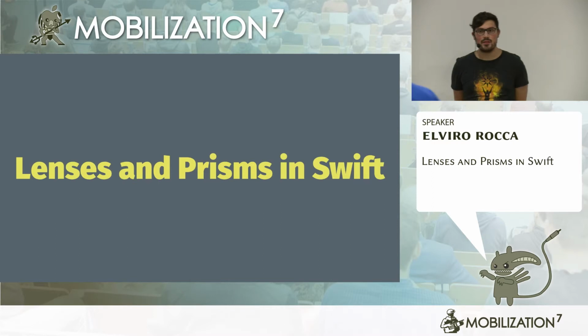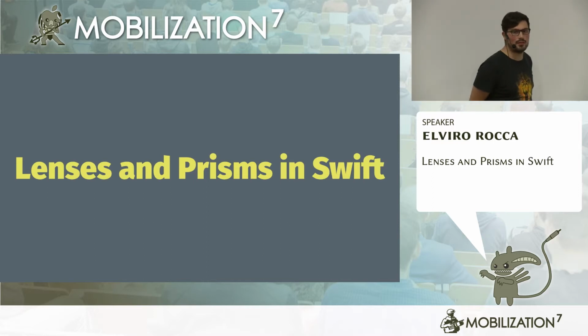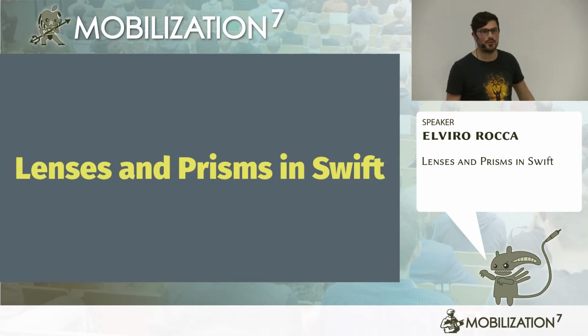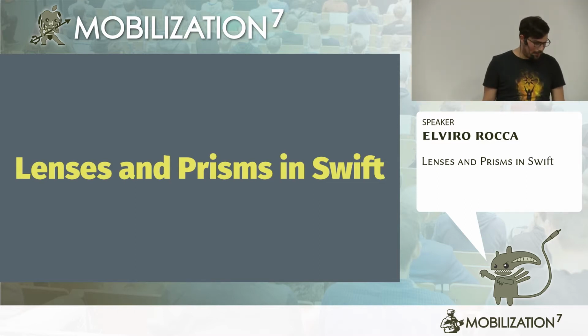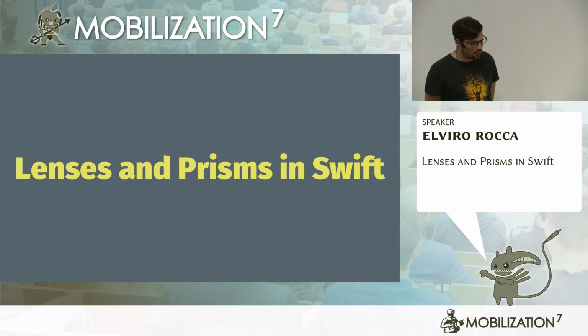I'd like to talk to you about lenses and prisms in Swift. These are functional programming concepts. I'm going to show Swift code, but these things can really be applied everywhere in any language, especially in Kotlin, which is so similar to Swift, or Swift is so similar to Kotlin.